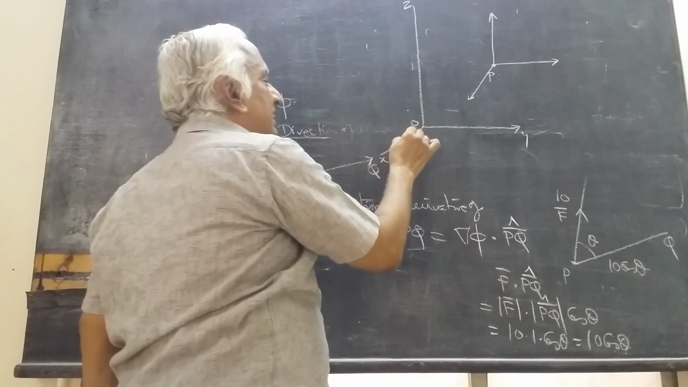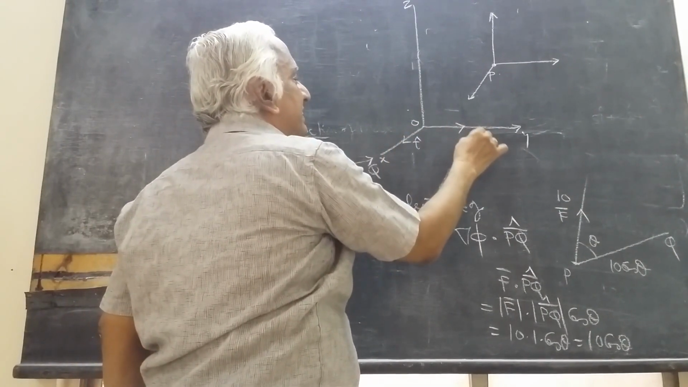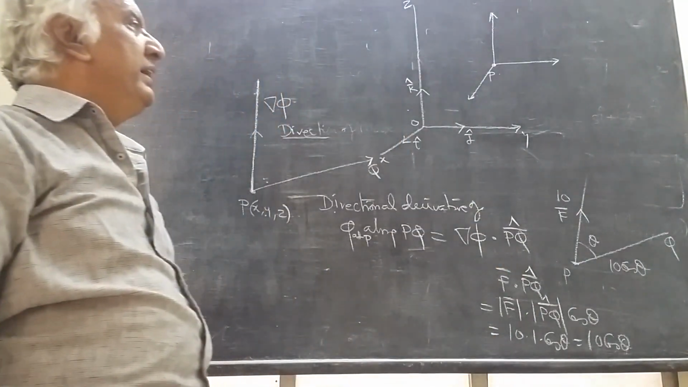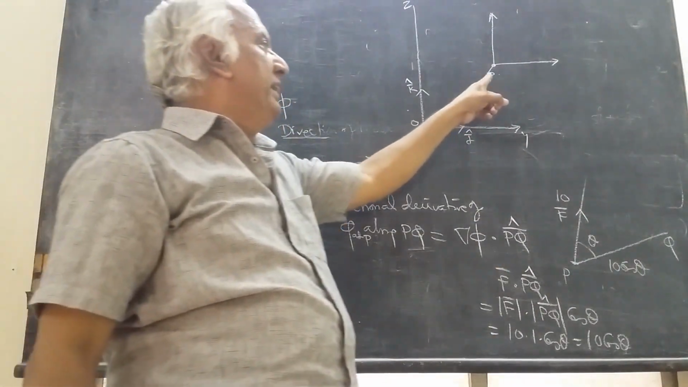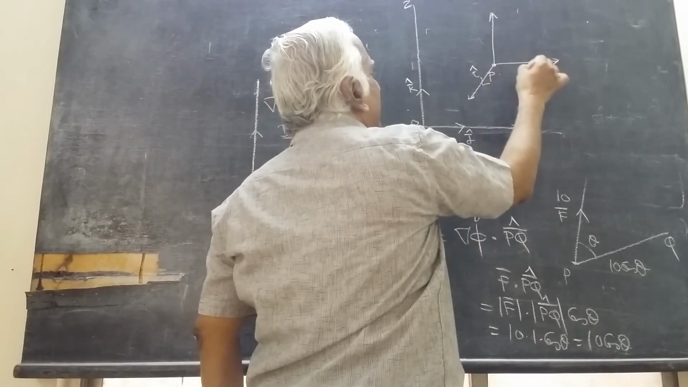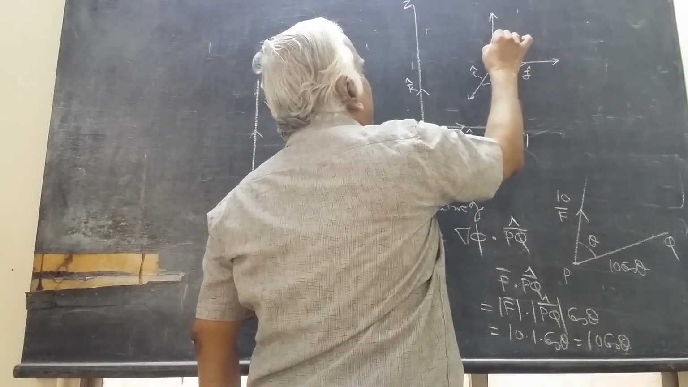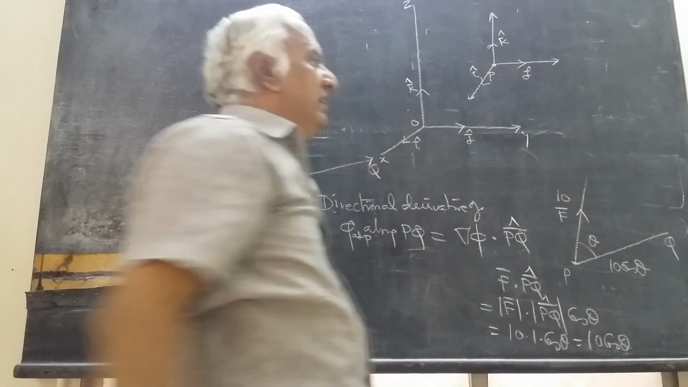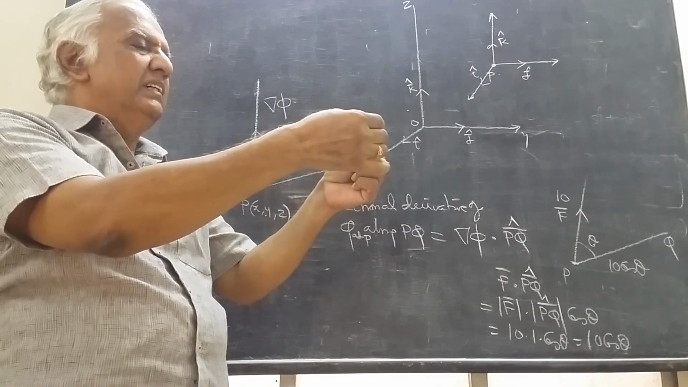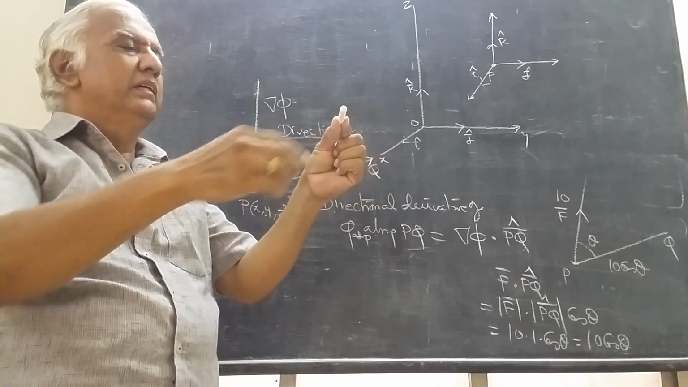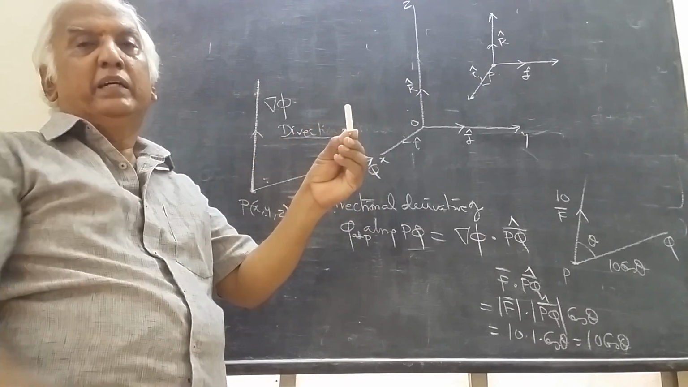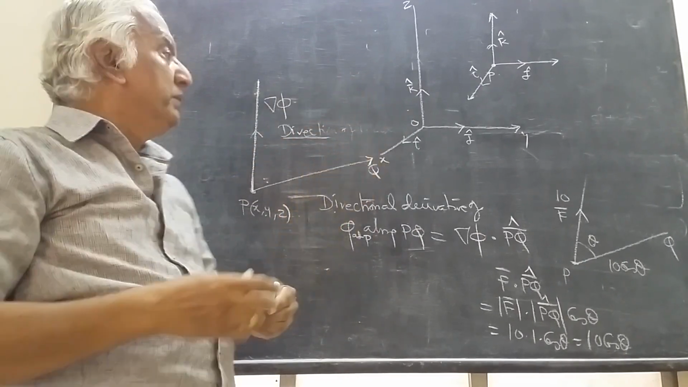You know along x-axis what is the unit vector? i, j, k. Because this line is parallel to x-axis, what is the unit vector here? i. Here the unit vector is j. Here the unit vector is k. You are given a point P. Along x-axis, draw a line parallel to x-axis. Along y-axis, parallel to y-axis. Along z-axis, parallel to z-axis. That's what you have to do.